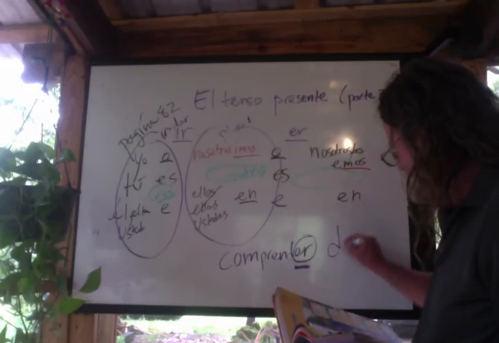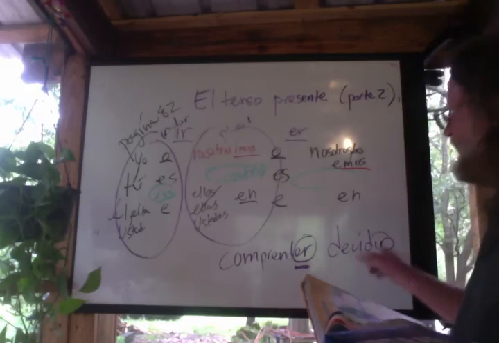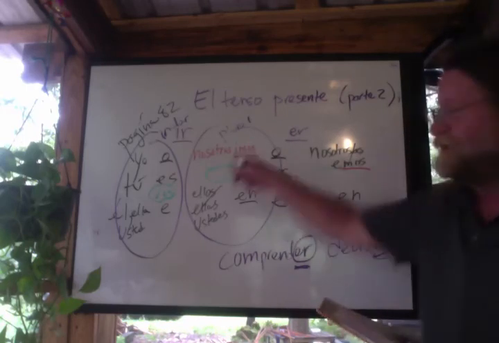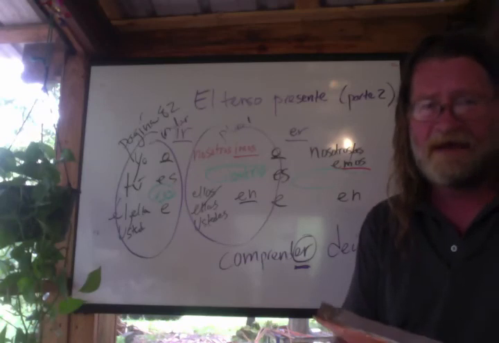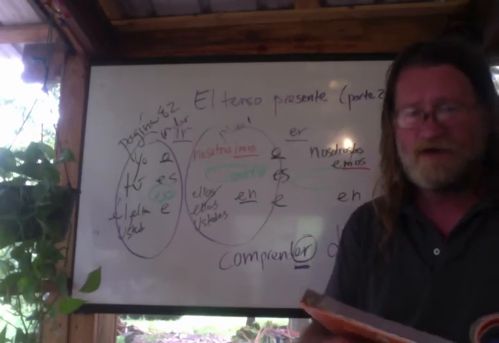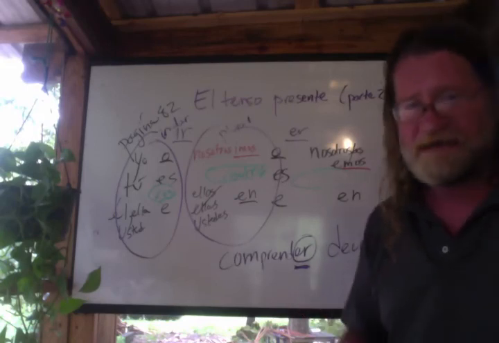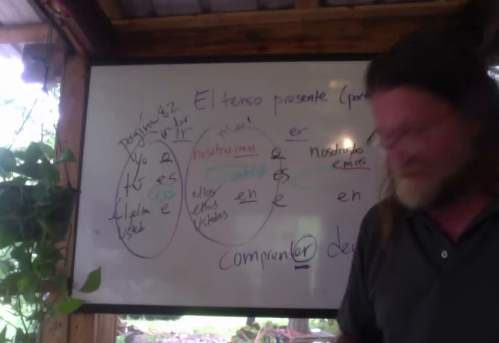Or with decidir. Decidir. So it's IR, so we're going to have imos instead of emos. That's the only difference. Yo decido, tú decides, él decide, ella decide, usted decide, nosotros decidimos, nosotras decidimos, ellos deciden, ellas deciden, ustedes deciden.